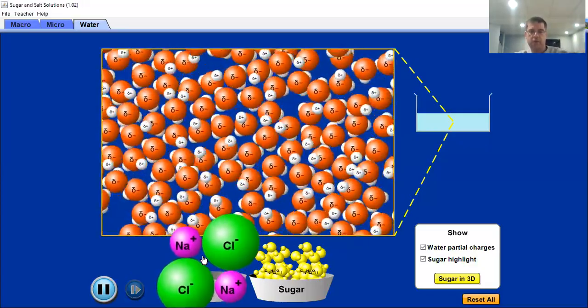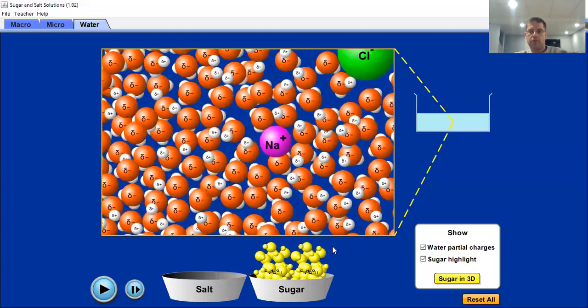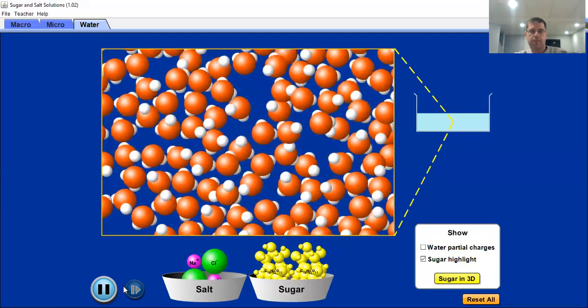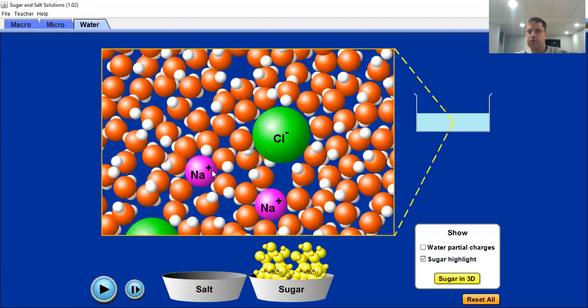Strongly positive, strongly negative. Bam. Oh man. Let's reset that. Do it again. We have dissociation. But notice they break apart because, again, they're cool with each other. Hey, we're good. We're stable. We break apart. Now we are surrounded by water.